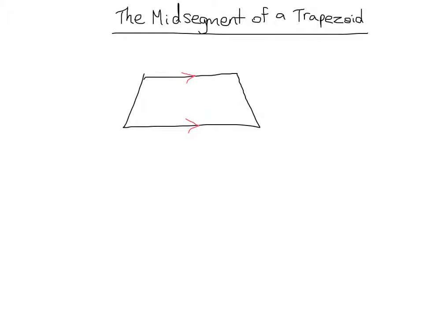A mid-segment of a trapezoid is if you take the legs, so you will recall, hopefully, that the legs are the non-parallel sides. So if you take the legs and cut them in half, so let's say the midpoint of that leg is there, the blue dot, and the midpoint of this leg is here, the blue dot, and you join the midpoints of both those legs, you just created what is called the mid-segment.